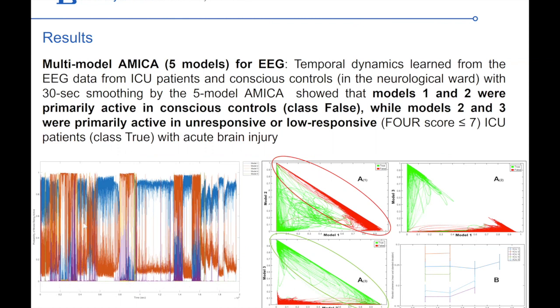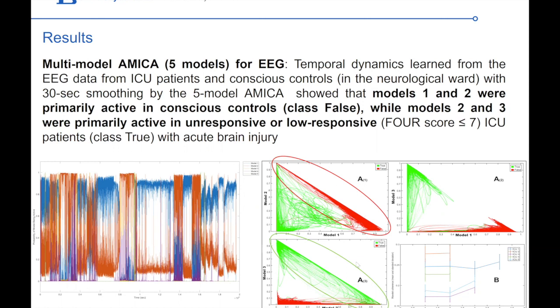So the person goes through different models, and those models can classify. Here on the right, I'm plotting the probability of model 1 on the x-axis and the probability of model 2 on the y-axis, from 0 to 1. These two models did very well in identifying the class false, which is the conscious controls. For conscious controls, models 1 and 2 are active, and you can see they share the probability.